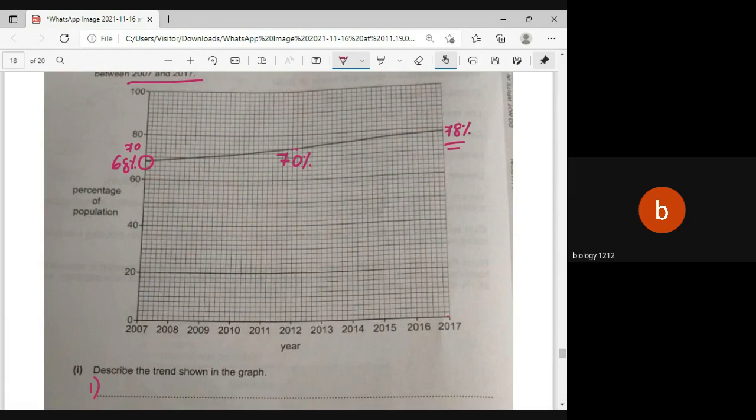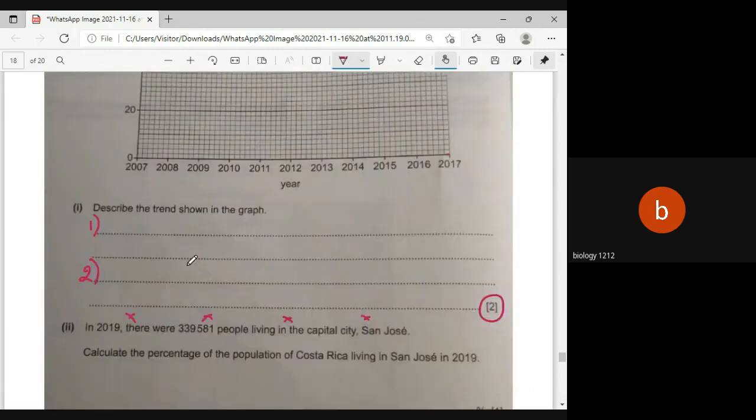From 2012 to 2017 the population percentage is increasing, and this gives you the points. Whenever you are writing this, please write the data. The percentage is 68% in 2007, whereas in 2017 the percentage is 78%. Please frame the sentence accordingly: as the years increase, like 2012, the percentage increases, and we see that in 2017 it further increased to 78%.